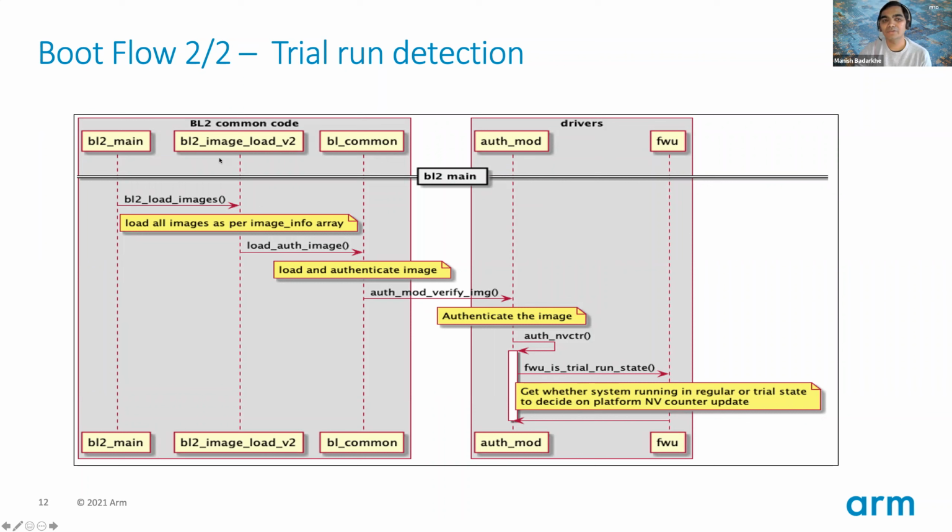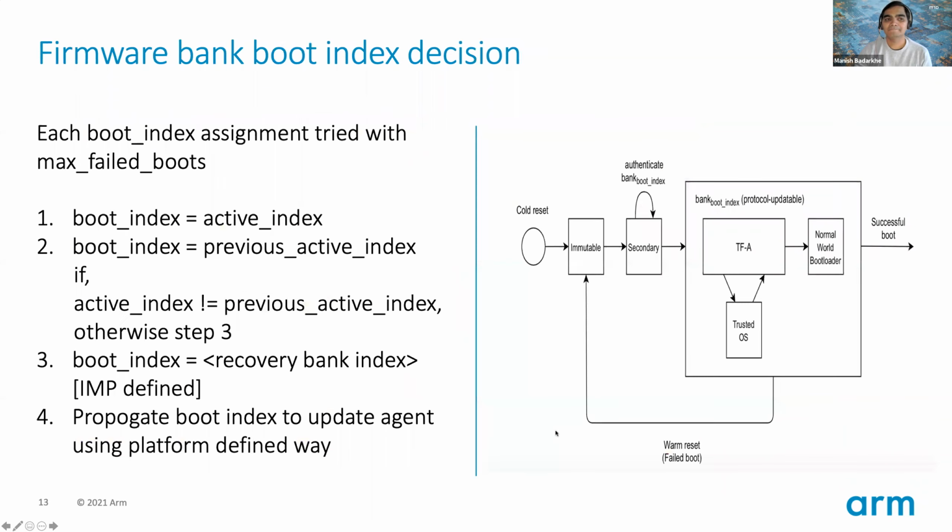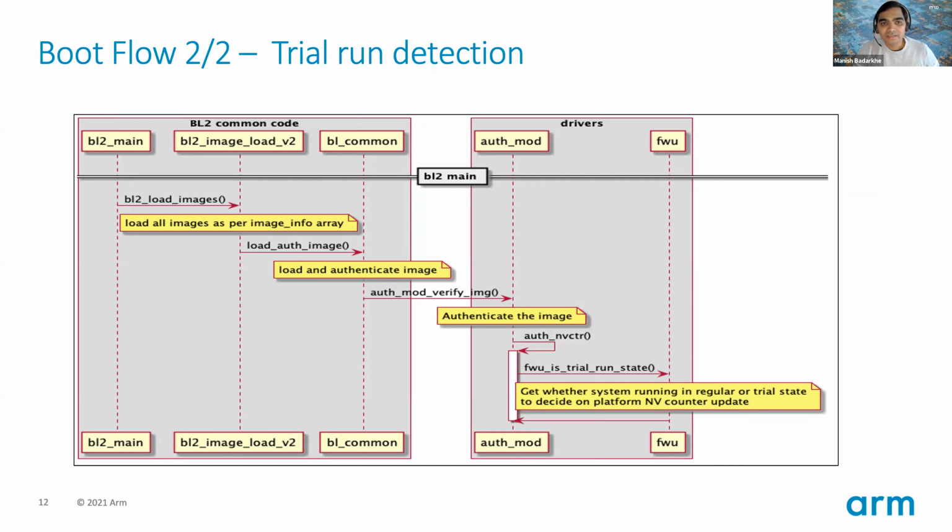if the platform is using this authentication driver, they don't need any action basically. This method will automatically get called, and accordingly, if it is a trial run, the NV counter update gets avoided, and if it is a regular run, the NV counter update happens. So, this is how we have developed till now.